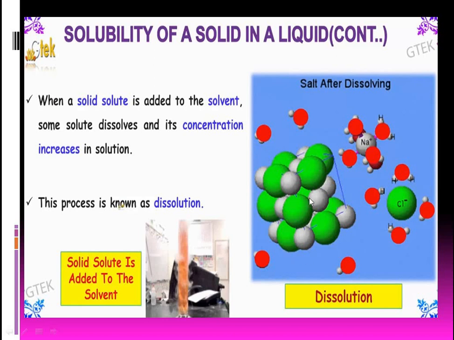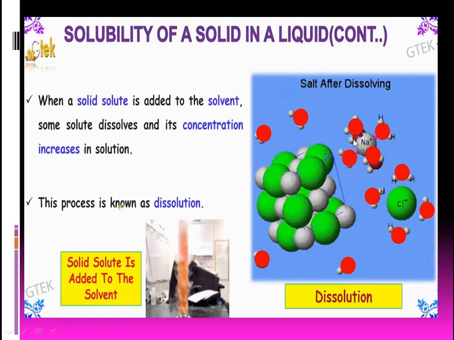This is a good example of NaCl, where the green balls represent the chloride ion, Cl negative, and the white balls represent the Na positive cation, the sodium cation. So this is our water, one oxygen and two hydrogens, H2O. Four water molecules are present here on the screen, each with two hydrogens and one oxygen. The red ball represents oxygen. When we add salt in water, we see that this oxygen, which is negatively charged, surrounds the Na positive cation because opposite charges attract each other.